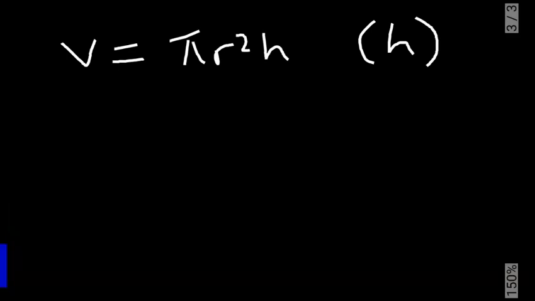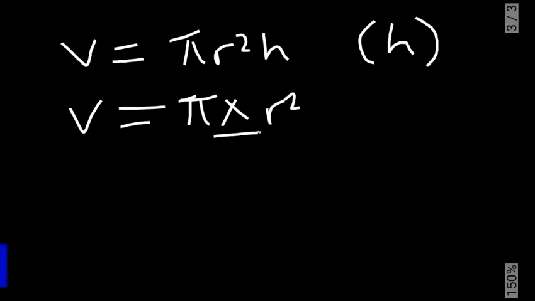This is where our arithmetic operations come in. What bonds pi with r squared with h? Pi is bonded to r squared by the multiplication operation, and also bonded to h by the multiplication operation.